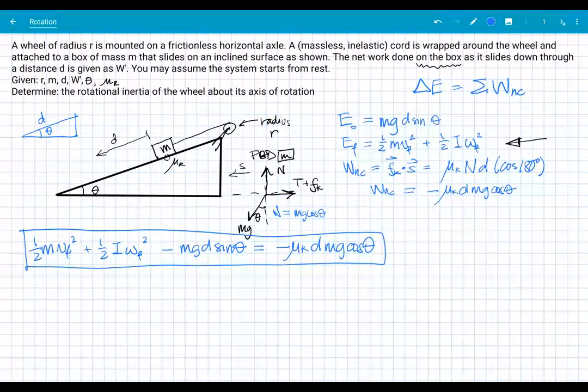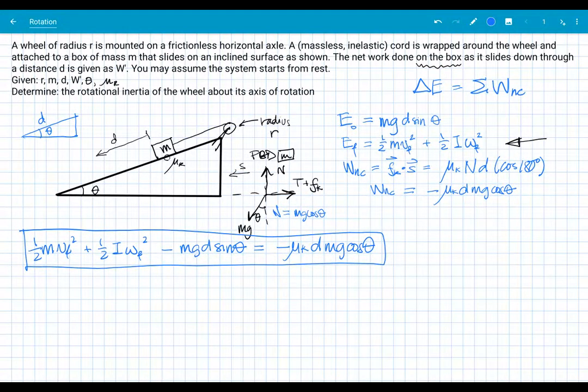So you might be noticing that that's probably not enough to solve for what we need to solve for here. We have too many unknowns. We have one big equation. But we're not using all the information that's given in the problem. So we're also told that the net work done on the box as it slides down through distance d is given as W prime. And maybe I just really didn't want to think about that statement and how we were going to use it, but yeah, let's use that.